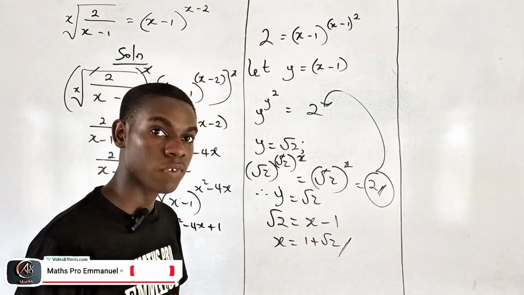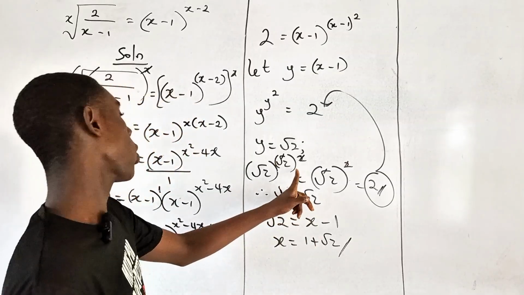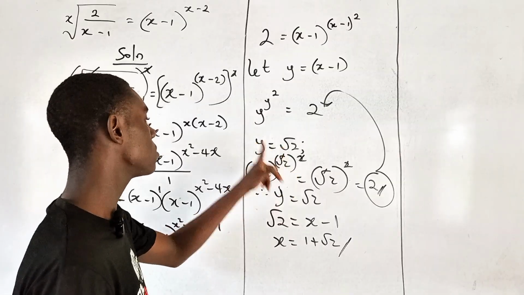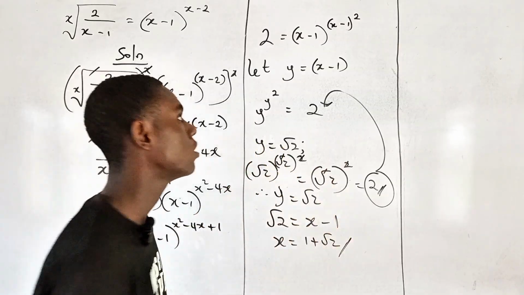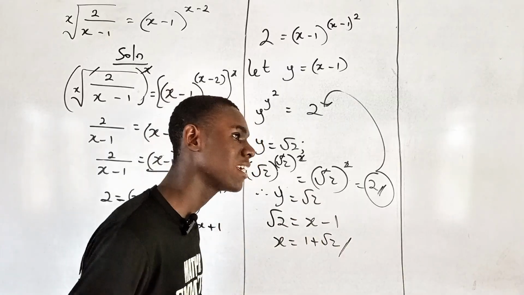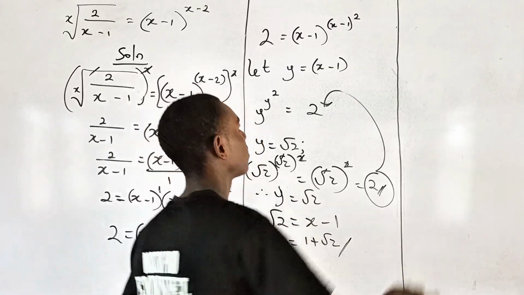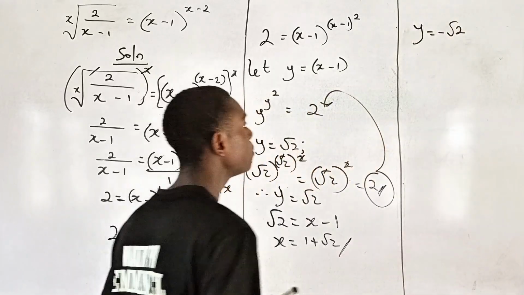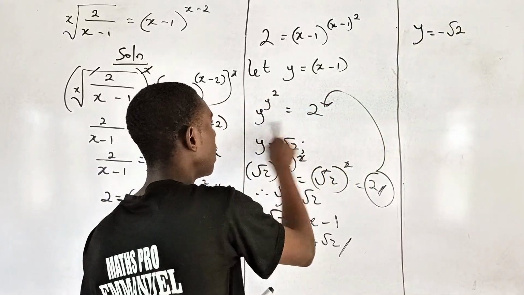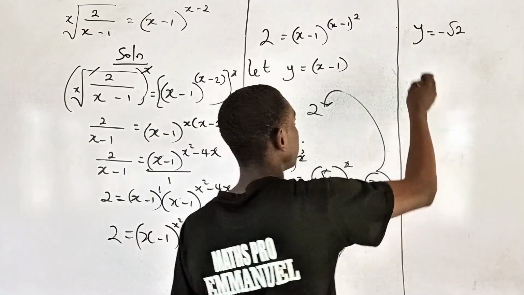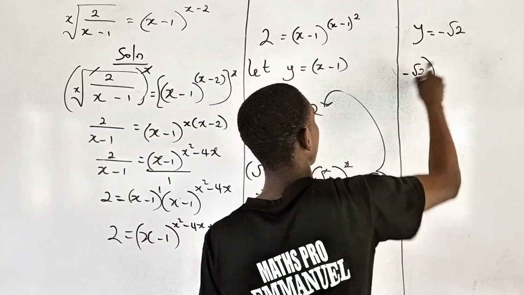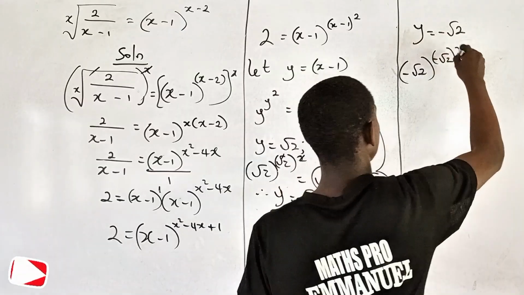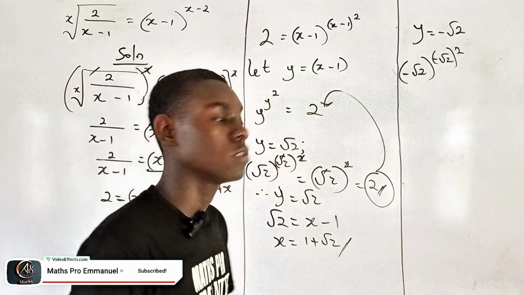Now the second value of x, if you come back here, remember I said y can be root 2. That means y can also be minus root 2. Let me tell you why y can also be minus root 2. y equal to minus root 2. So now if I put minus root 2 inside, let me check whether I'll have 2 as a result. So I'll have minus root 2, all raised to the power of 2. Let me evaluate it, then I'll see whether my result will be 2.